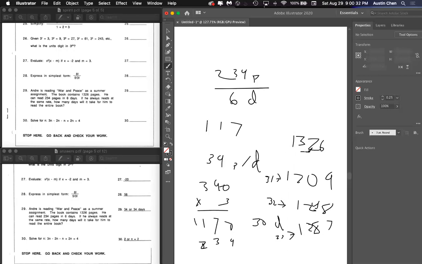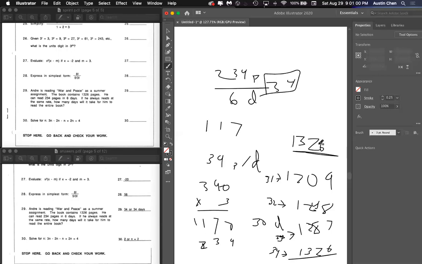I probably should have just divided 1326 by 39. Yeah, you probably should have. Then you add another 39, which will be 1326. Oh, and it actually equals that. So it will take 34 days.